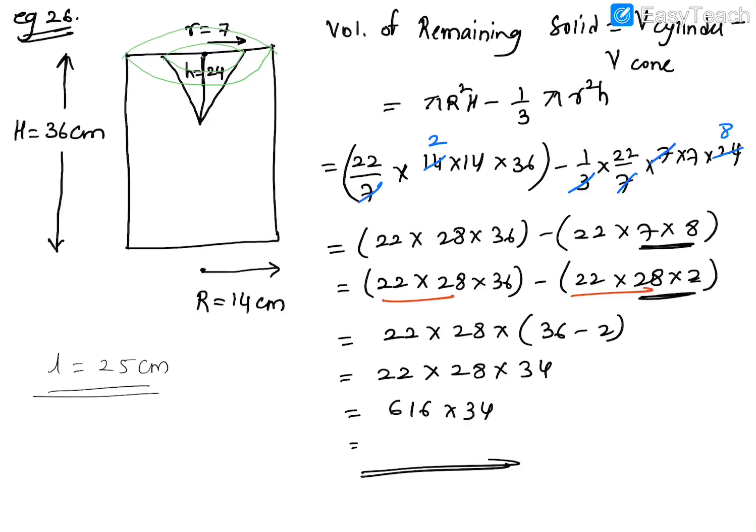It's coming up to 20944 centimeter cube, since it's volume. Now what's the second part you have to find out? Now you have to find the TSA. Okay, now see what all will be the TSA over here.